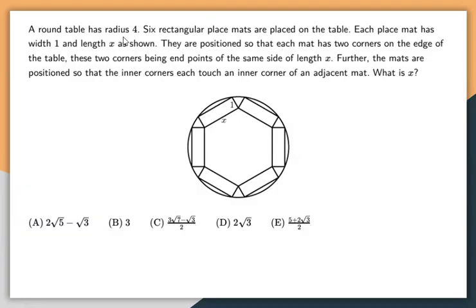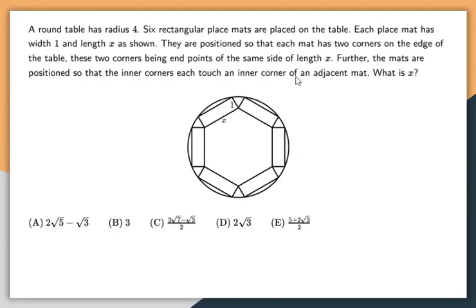So the question has a circle with a radius of 4, which is this guy. And there are 6 rectangular placemats placed on the table. Each placemat has a width of 1 and a length of x. So this is x, this is 1, this is x, 1, this is 1, this is x. And they are positioned so that each mat has 2 corners on the edge of the table. Like this way, those are the 2 corners. And these corners are the endpoints of the same side of length x.